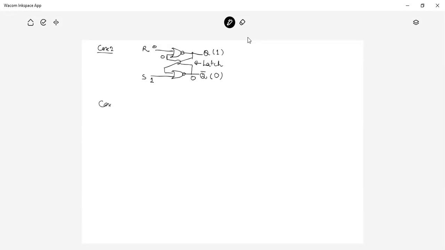What is case 3? In case 3, we can have the circuit something like this. This is NOR 1. Here it is NOR 2. The inputs are R and S. Latches are something like this.